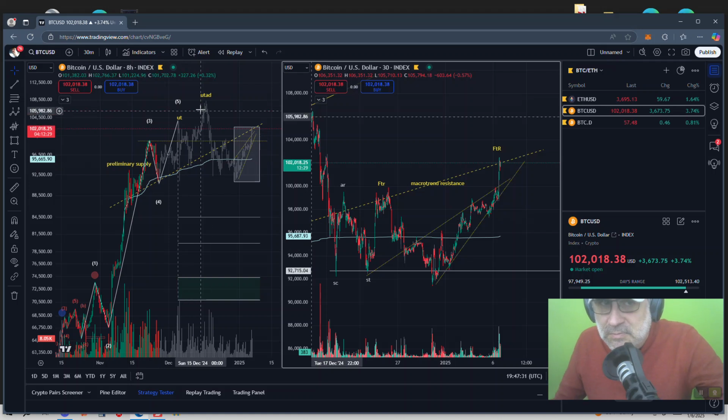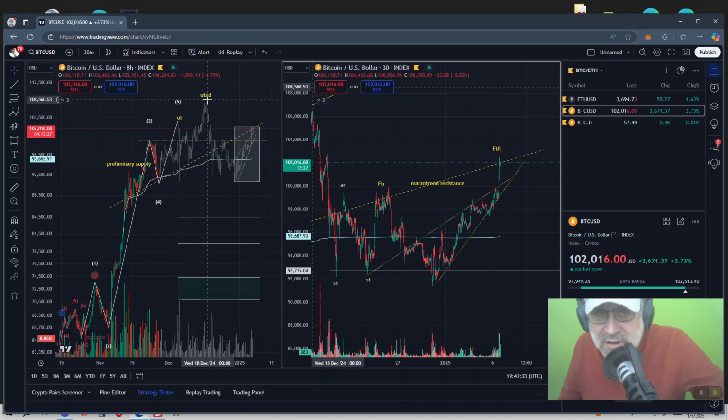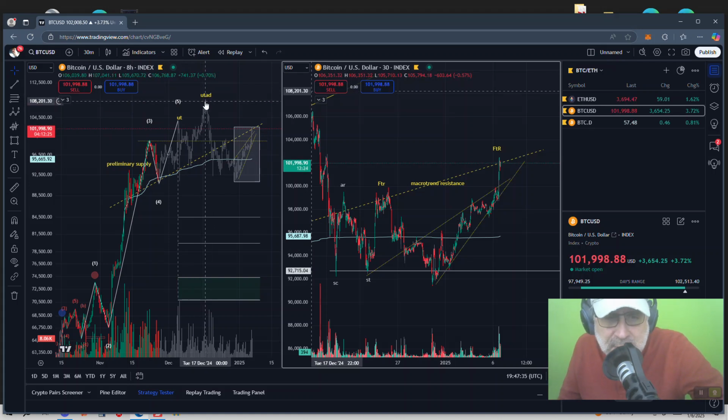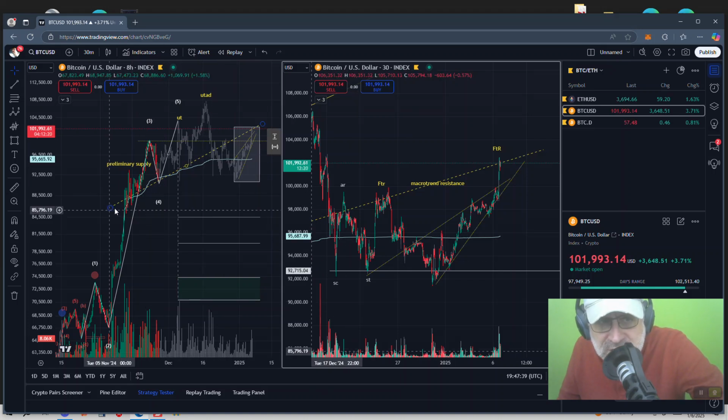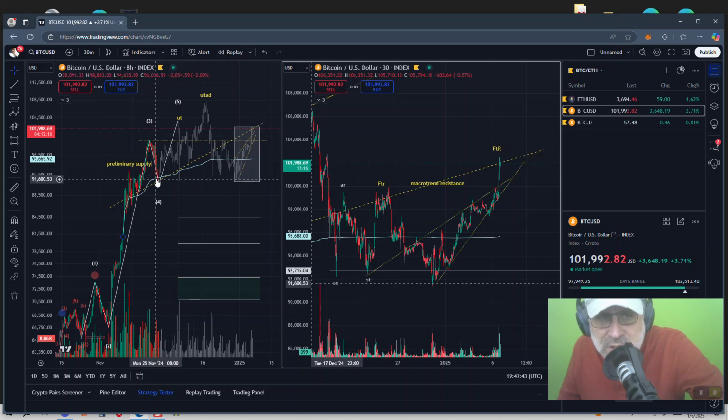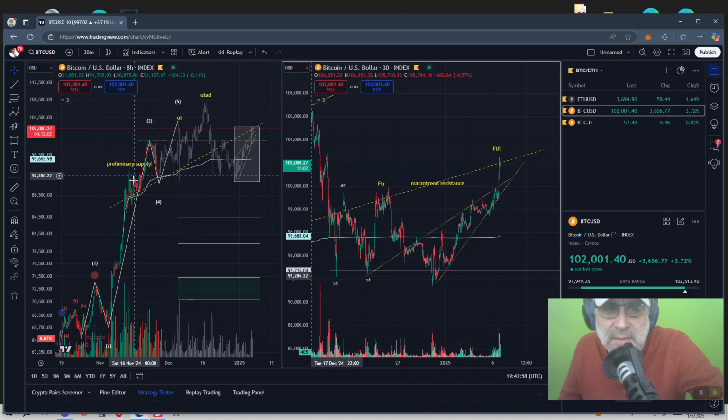So you see that when we marked down from this UTAD, which was the all-time high back in December, we broke structure. We came through this dotted yellow line, the macro trend resistance, and it was basically the platform that every bounce on this 3 drive occurred on from the area of the preliminary supply. The preliminary supply is the area where supply begins to emerge at the end of a rally.